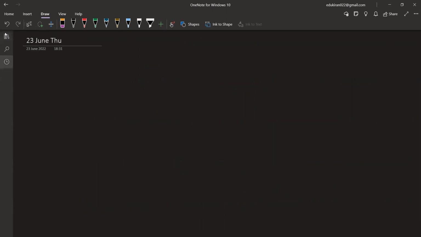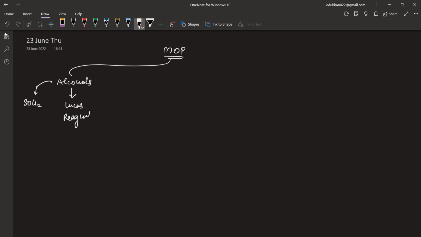I think I should start the class now. So till now we have discussed the method of preparation. And in method of preparation, we saw that we started with alcohols. And in alcohols, there are a few things that are important. So first is phosphorus-based reagent, where you can easily identify what is going to be the product if you look at the reagent. But the important thing is SOCl2. The important thing is Lucas reagent.